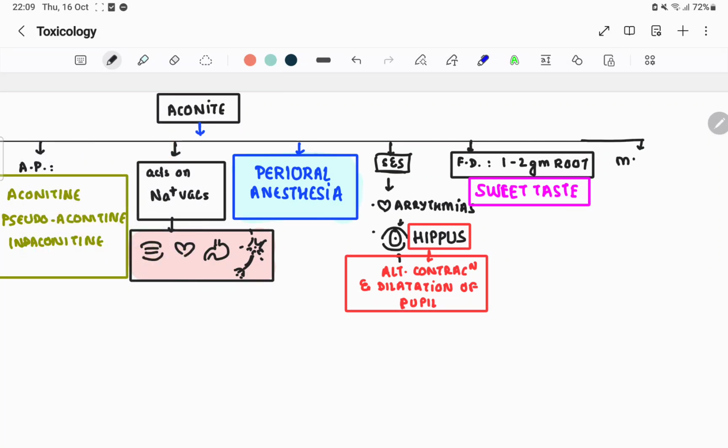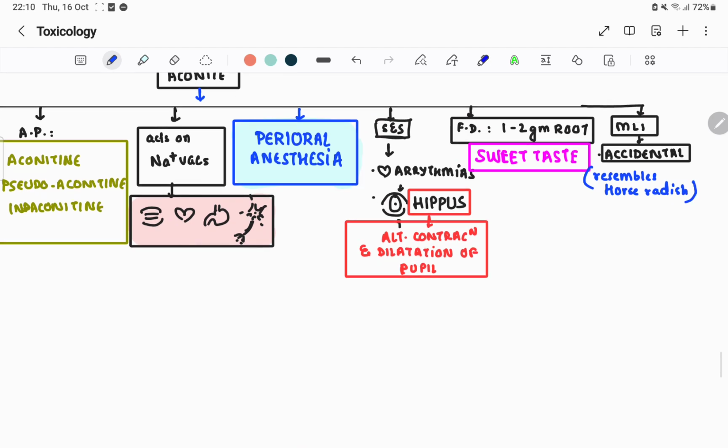If I am talking about medico legal importance, it can be accidental. Why accidental? Because it resembles horseradish. It has roots and rootlets which resemble horseradish. If you want, you can see the picture of horseradish, how it looks.